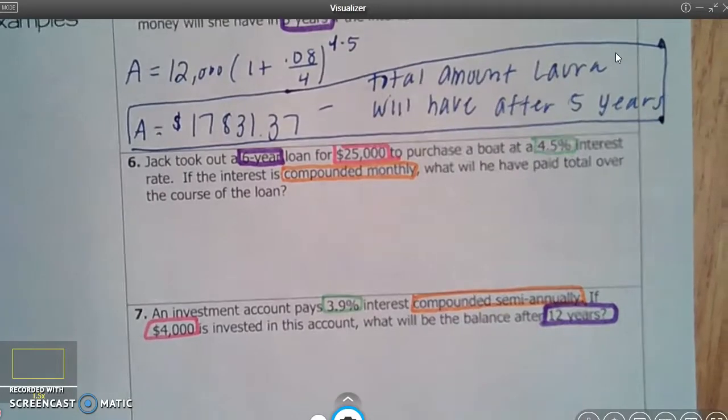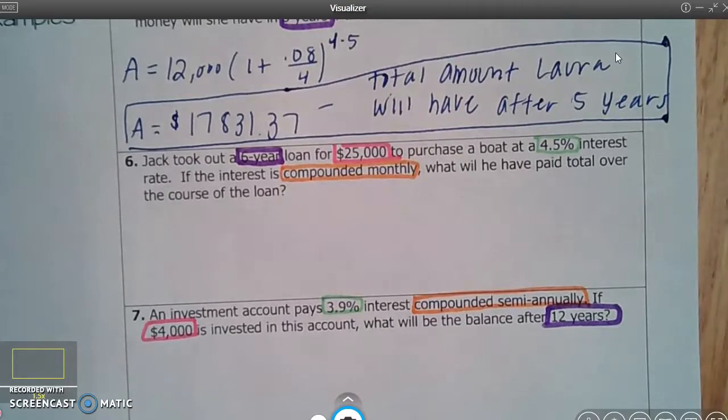It says Jack took out a 6-year loan for $25,000 to purchase a boat at a 4.5% interest rate. If the interest is compounded monthly, what will he have paid total over the course of the loan? So usually whenever you take out a loan for something, you don't just pay that amount, you have to pay more than that. So let's go through and figure out what everything is.